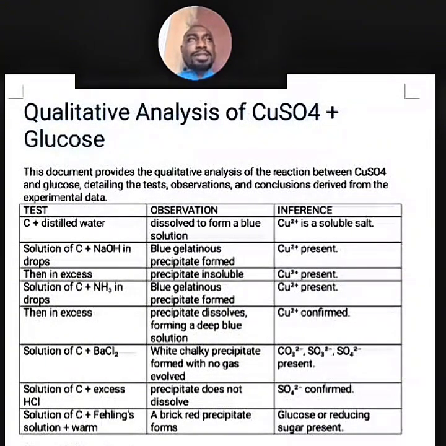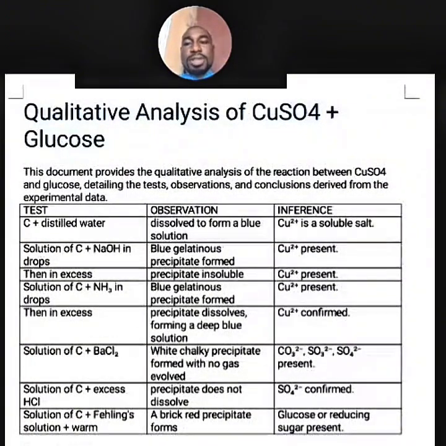Then in the inference, you are suspecting CO3 2-, SO3 2-, and SO4 2-. You are suspecting these three ions. You must find the three of them so that you can get your full mark.